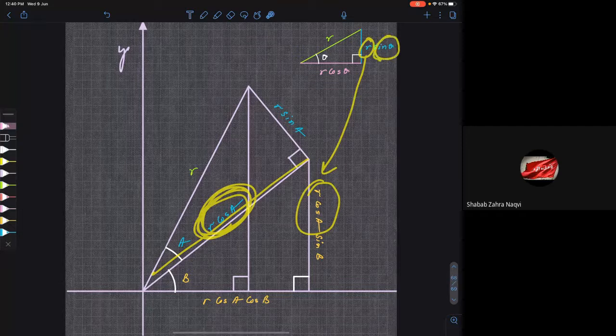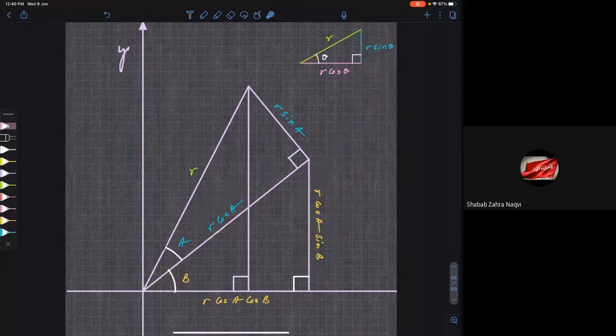And in place of sin theta, what will come? sin b will come, because the angle is b. Clear? Clear till here? Okay, fine. Now I'll do an extra construction here. What do you mean by extra construction?